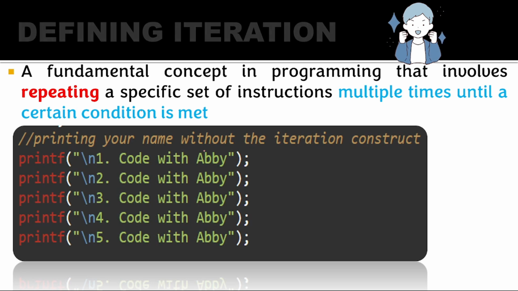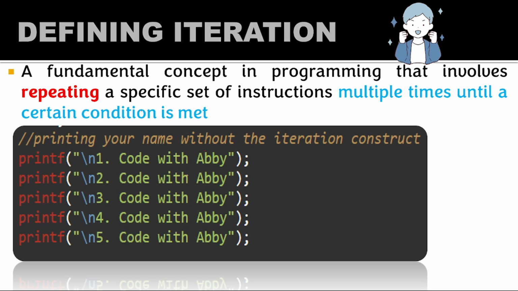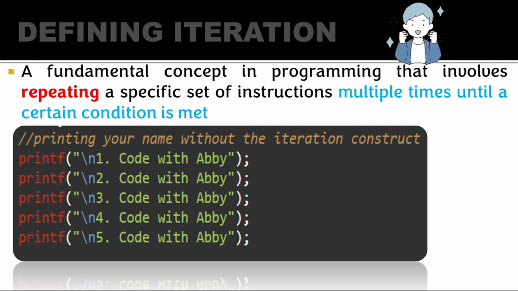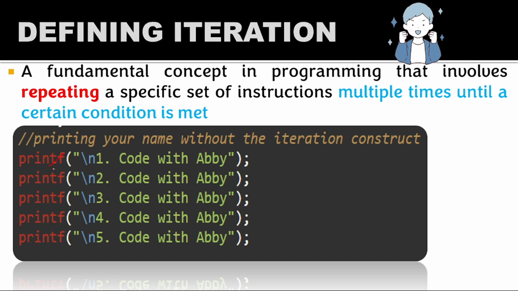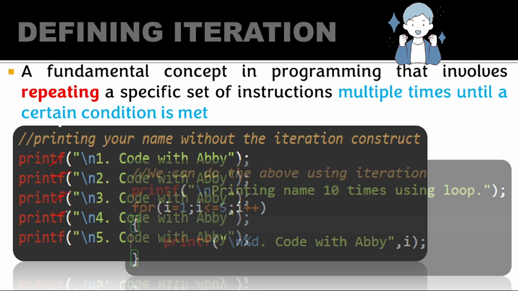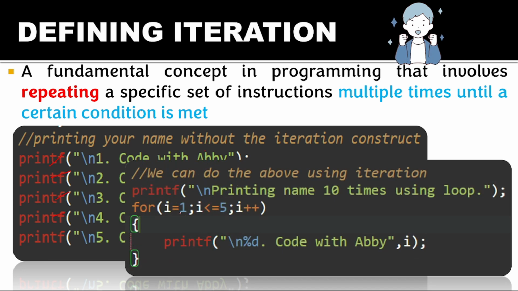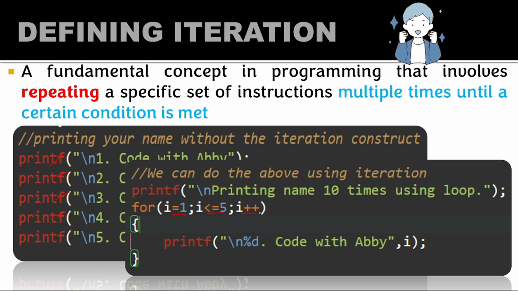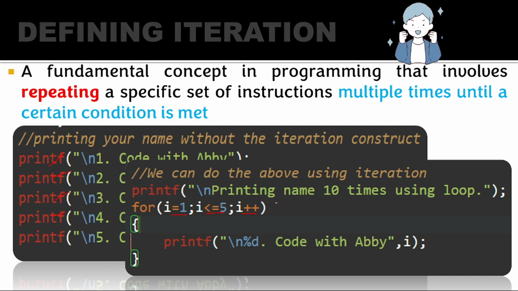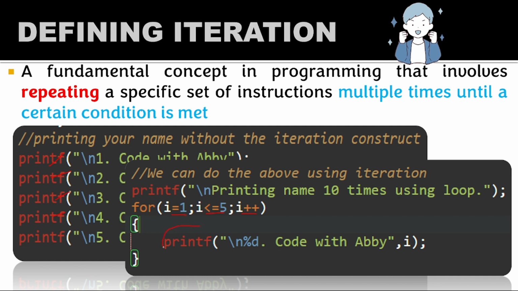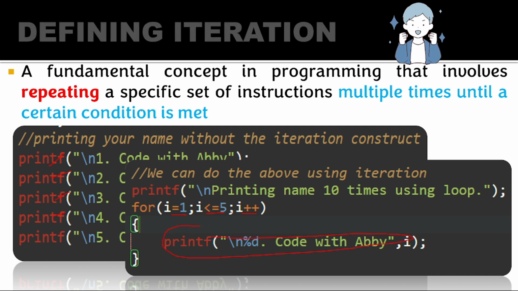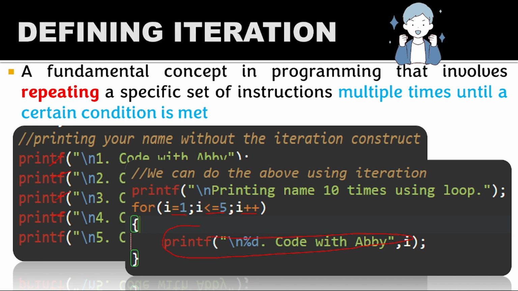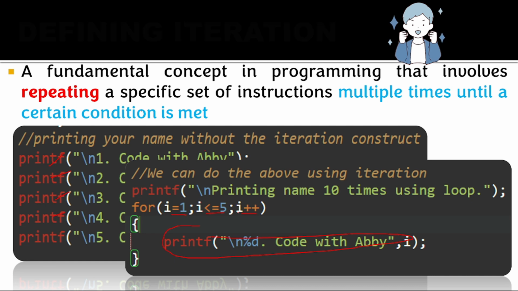Same example, let's say I am to print code with Abby 5 times. I can write printf 5 times here, or I can do the same thing with the help of a loop. In the loop, I'm telling it to start with 1, go until 5, and then increase 1 by 1. So I have specified the steps here. And I'm doing this as many times as the condition that I have specified. We'll be talking about these things in detail in the next couple of minutes.